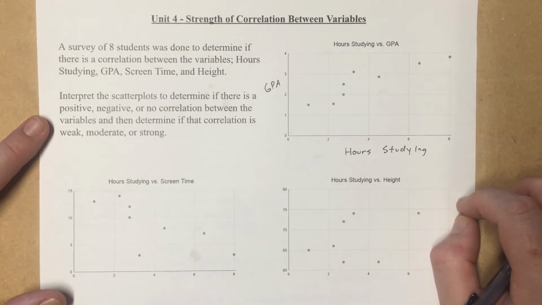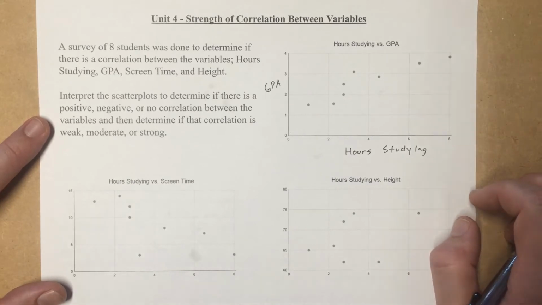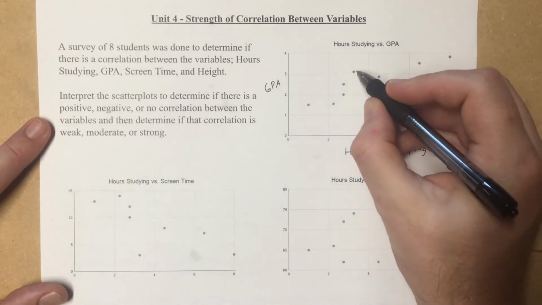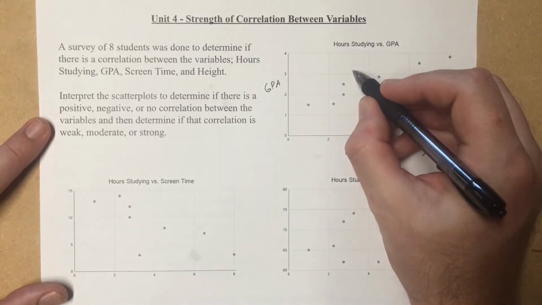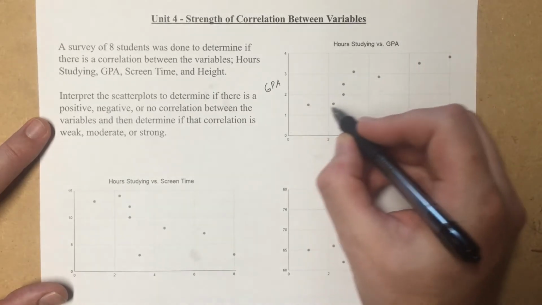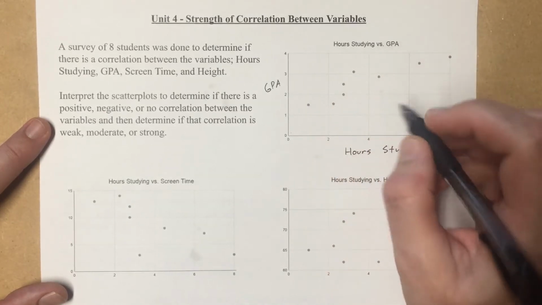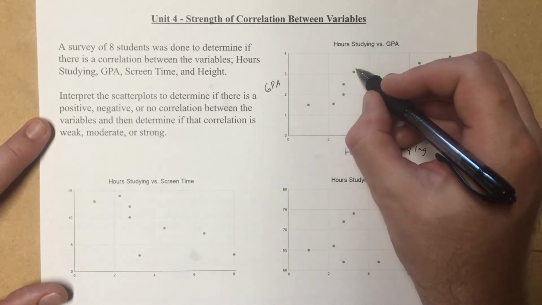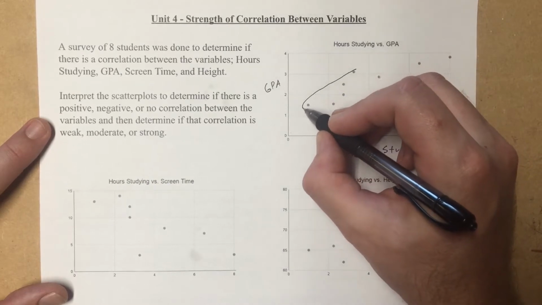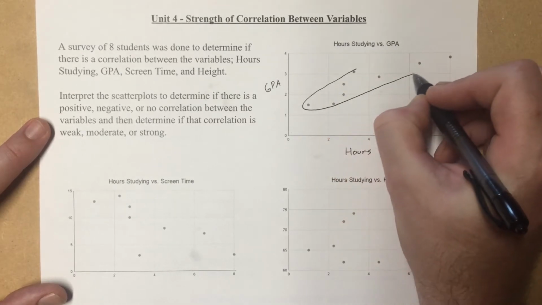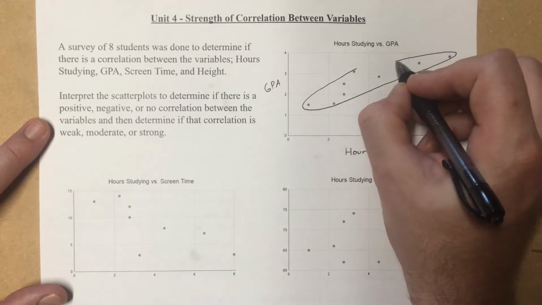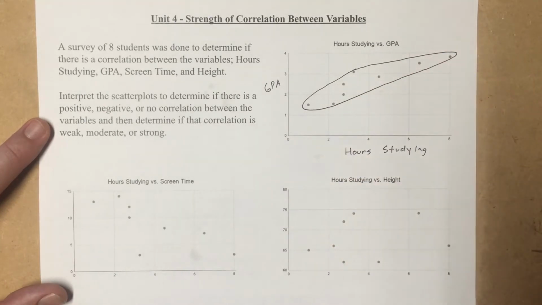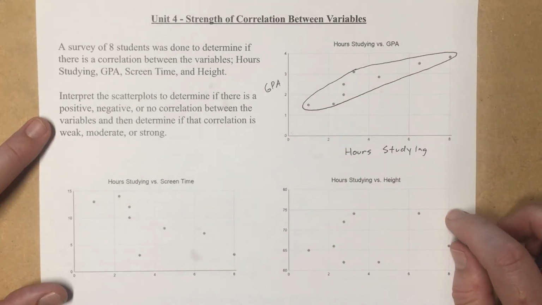All right, so how do we determine the strength of the correlation between variables? One way to do this is to make a circle around your data. This is your data right here. One way to determine the strength and whether it's positive or negative is to take all this data and draw a circle around all of it, kind of like a cloud shape, almost trying to encompass all of this data. It makes it a little more clear what's going on.